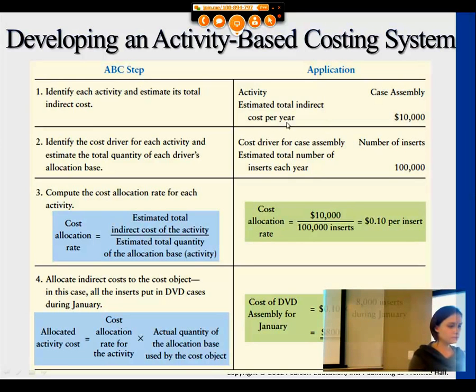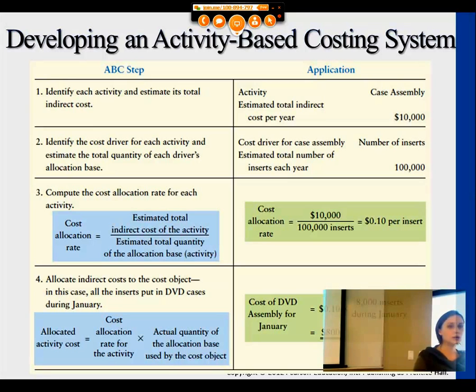The second part of your second step is you will estimate the total quantity of each driver allocation base. So I said my driver allocation base is an insert. Knowing how much I'm expected to produce this year, I can say, okay, I estimate the total number at 100,000. Maybe I've grown my business, and I know that I've grown it by, I don't know, 150%. I was making this much last year, and I'm expecting to be at this level this year.